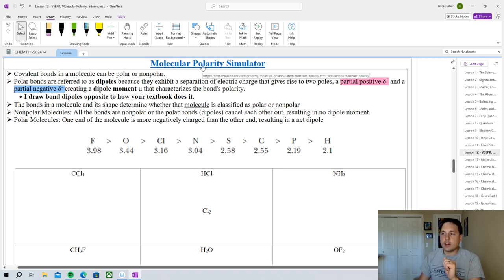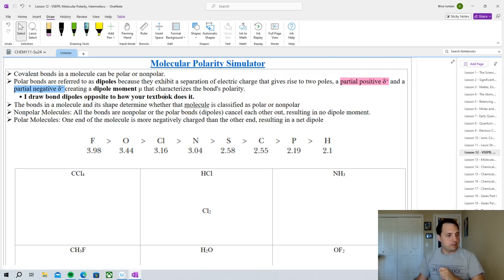We're going to make use of this molecular polarity simulator, but I need to go to the dentist, so I'll record this in a little bit.